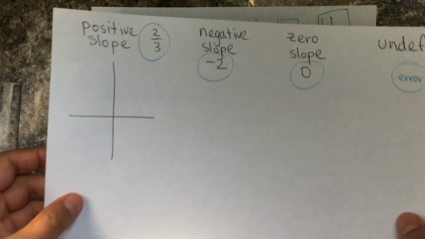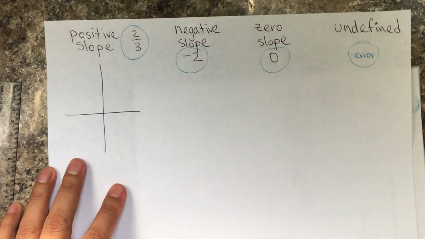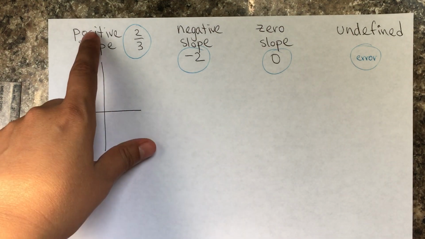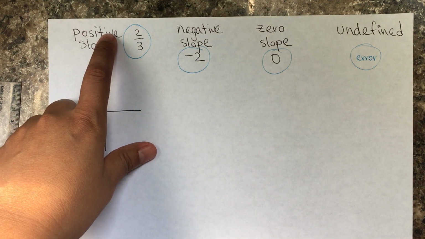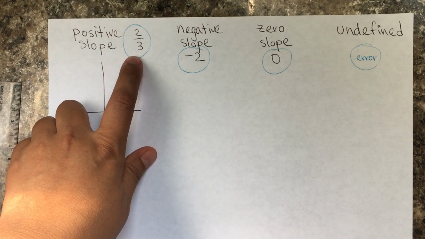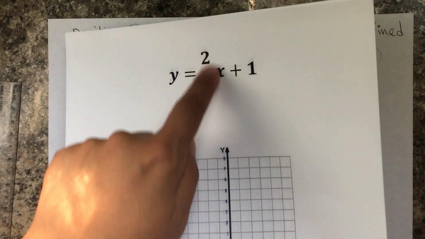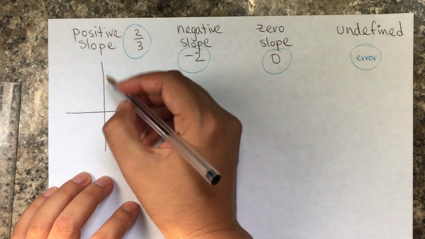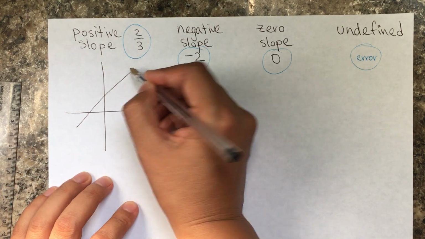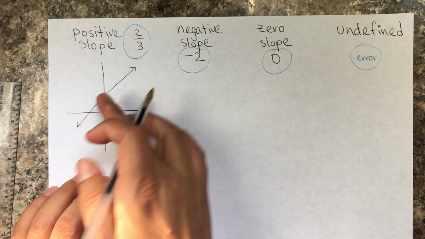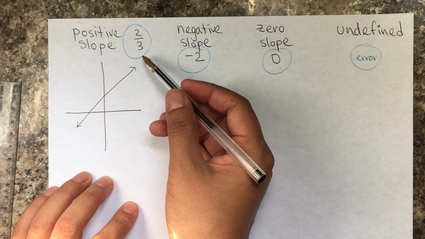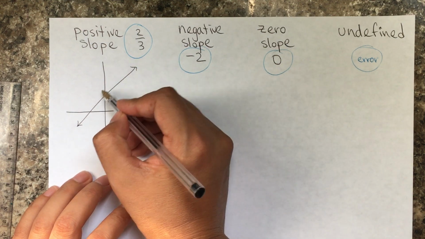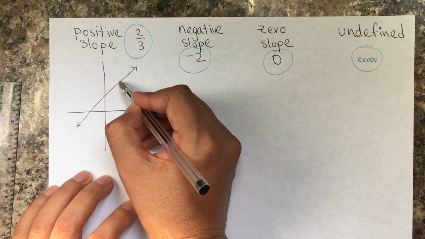One more thing that you need to know is if the slope is positive, like 2/3, the one that you just saw, you're going to create a line that is positive. From left to right, you go up, okay? And it's because you rise and then run.